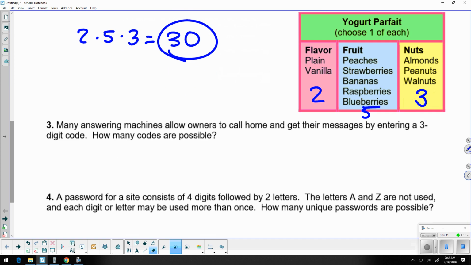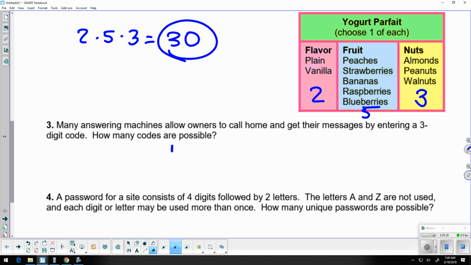Number 3, it says many answering machines allow owners to call home and get their messages by entering a 3-digit code. So how many codes are possible? So I'm creating this code for my home answering machine. It's kind of an old school thing. But to access my messages, I have to enter in this 3-digit code.